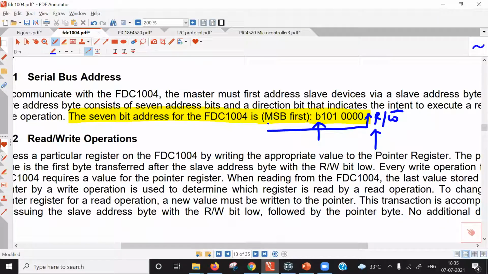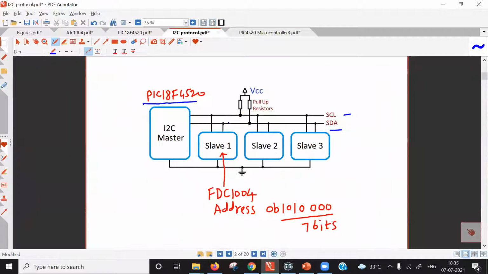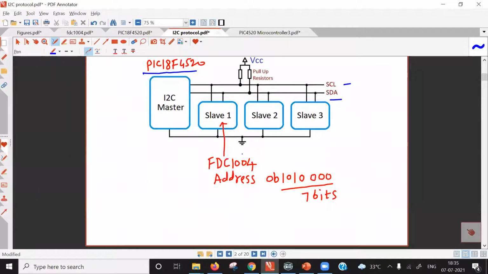So a total of 8 bits are transmitted at a time. Out of each 8 bits, 7 bits are address bits, and the last bit is the indication of a read or write operation in the next cycle. I hope all of you understood the address of the FDC1004. This address we can get from the datasheet.